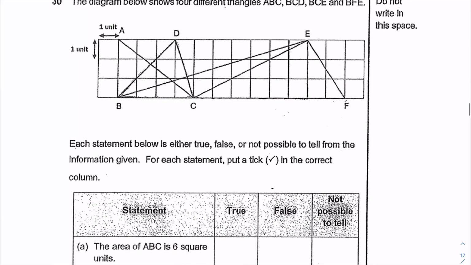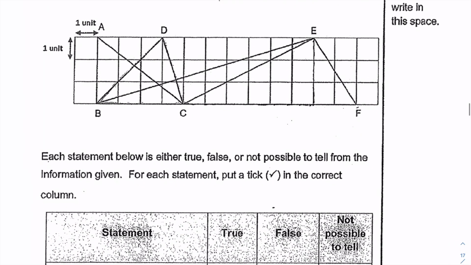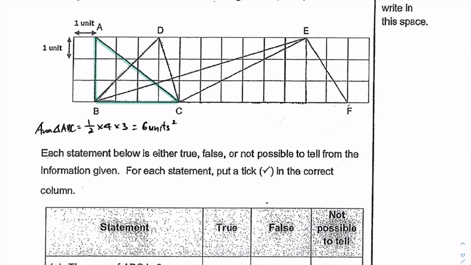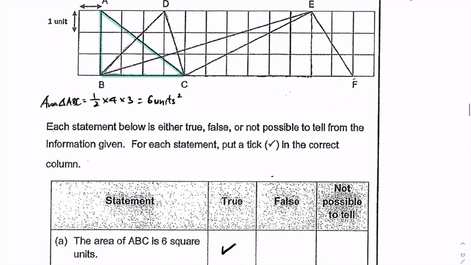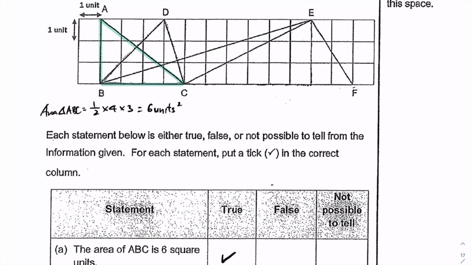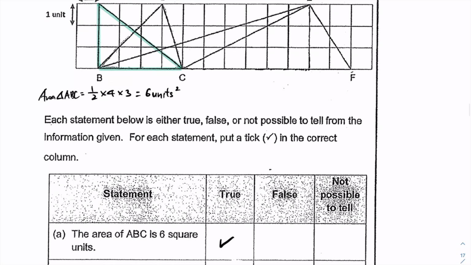Now, the first statement is that ABC is of an area of 6 square units. Well, that's definitely true. So focusing on ABC, base of 4, height of 3. So half times 4 times 3, that's 6 square units. Fine. Absolutely true. Next one, twice the area of BCD is 9 square units. So for BCD, it is also 6 square units, and twice of that is 9. It is not, twice of that is 12 actually, it's not 9, so that is false.